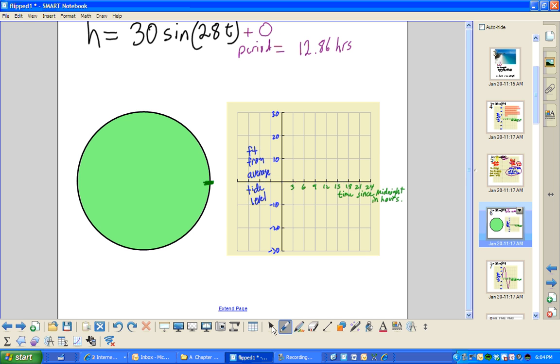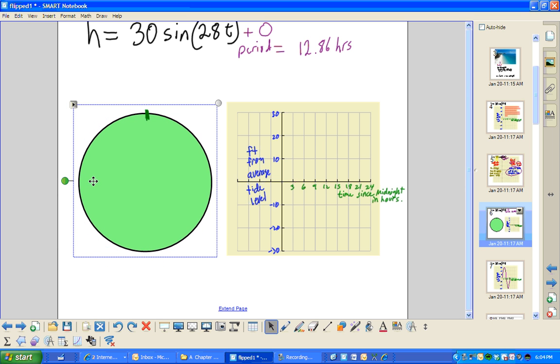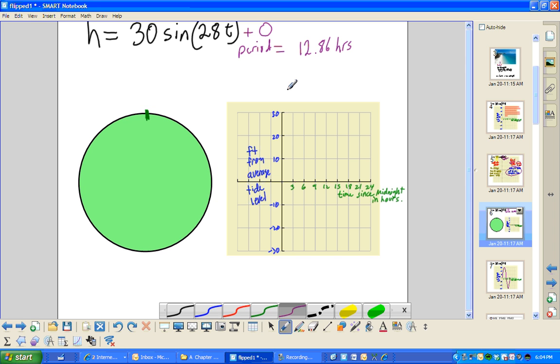All right. So we need to go to its highest point, which is a quarter of the way. A quarter of the way would be 1/4 of 12.86. So I'm taking my calculator, 12.86 divided by 4, and I get 3.215. So at this point, the amount of time that has elapsed is 3.215. Now, that means that it's at its highest point after that much time has elapsed.